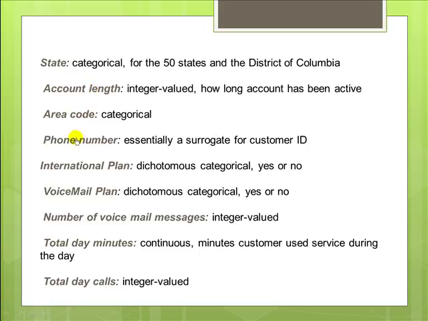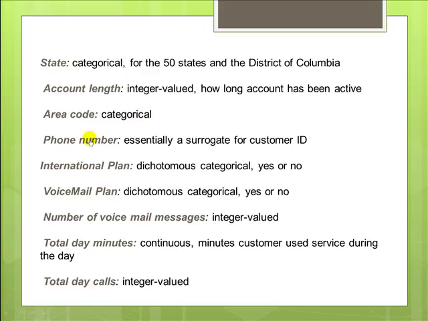The state, the account length, the area code, the phone number, the international plan, voicemail, number of voicemail messages, total day minutes, total day calls. Okay, let's see, what are these? State. Well, that's just which state they come from. The account length. That's an integer, and it indicates how long they've been a customer, how long the account has been active. The area code is a categorical variable. That's kind of weird, but no, it's not weird, because we don't really think of the area code as a number anyway. Even though it is a number, we don't treat it like a number. We don't add them or anything like that.